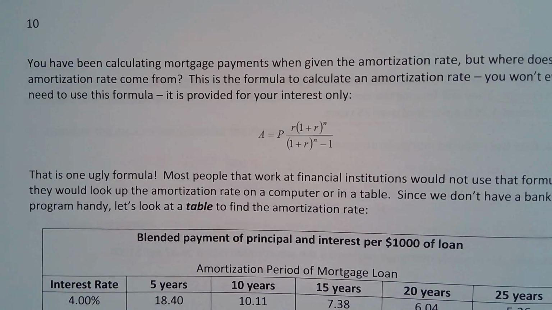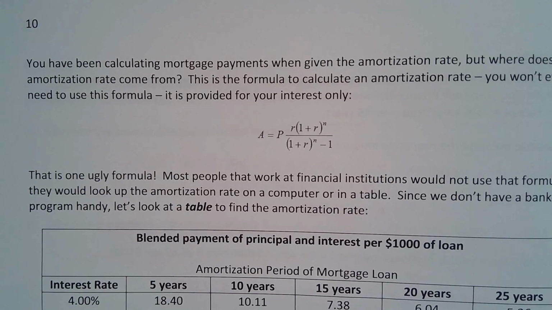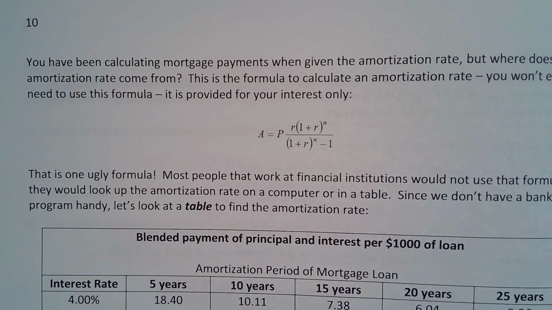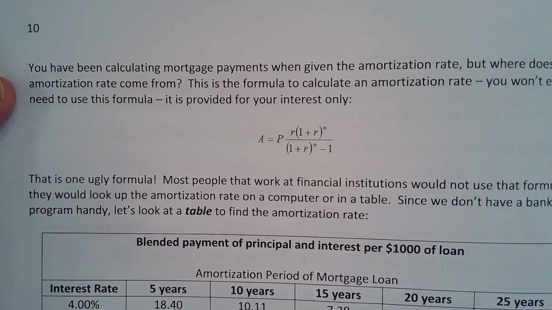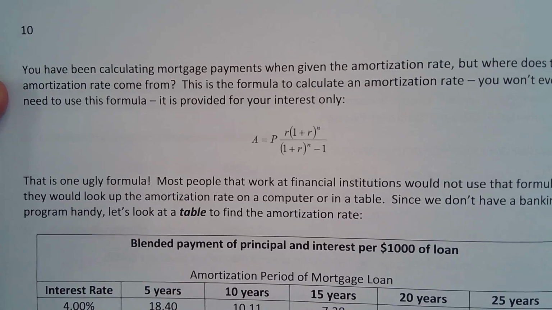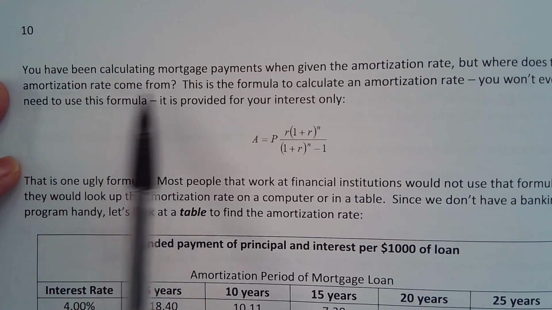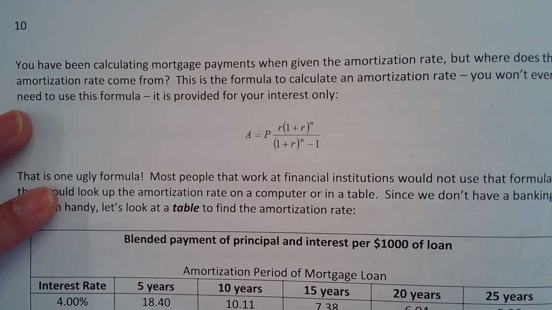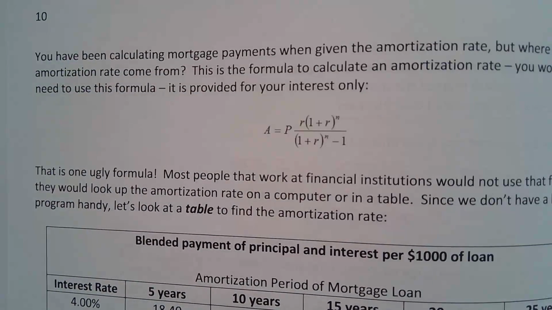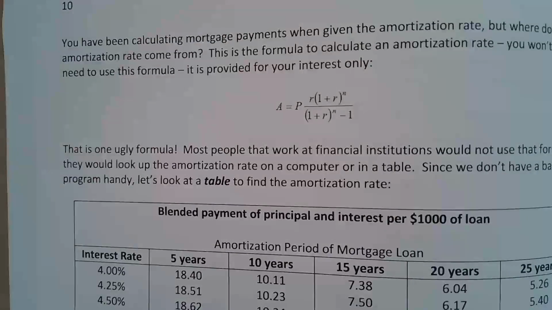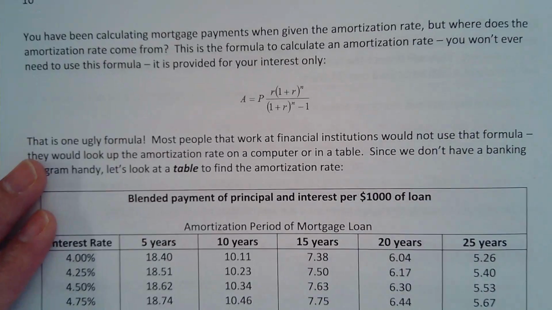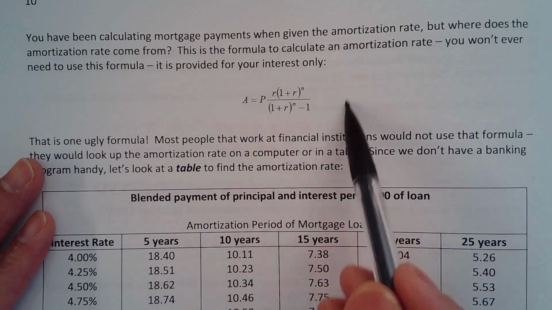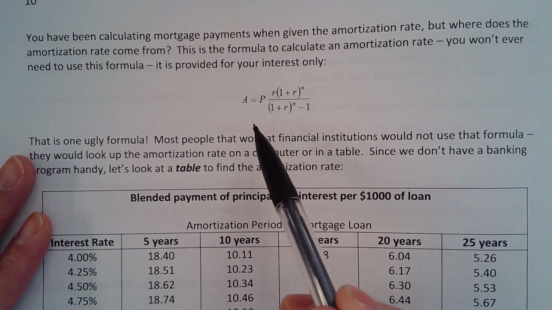Okay, so welcome, and we're gonna continue on with our lesson 2 on monthly mortgage payment. And so we are on page 10 on our booklet. It says here we have been calculating mortgage payments given amortization rate. So there's actually a formula for the amortization rate, but this is really just for your information. This is not what we're actually gonna use for this course, okay?